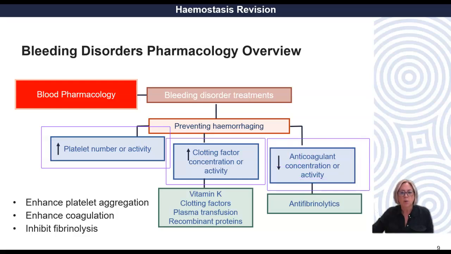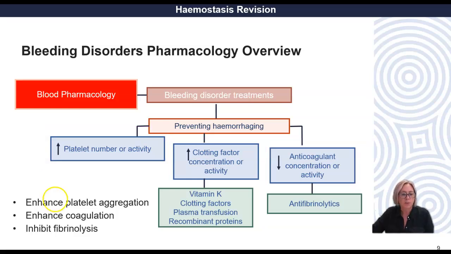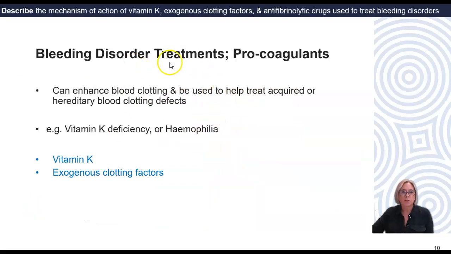Finally, anticoagulant concentration or activity could be decreased through the use of these antifibrinolytics. So this is what we're going to talk about in this part of the topic. To summarize this, we'll be looking at drugs that enhance platelet aggregation or enhance coagulation or inhibit fibrinolysis. So in terms then of treatment of bleeding disorders, this can be through the use of these procoagulants. And these enhance blood clotting and can be used to help treat either acquired or hereditary blood clotting defects.